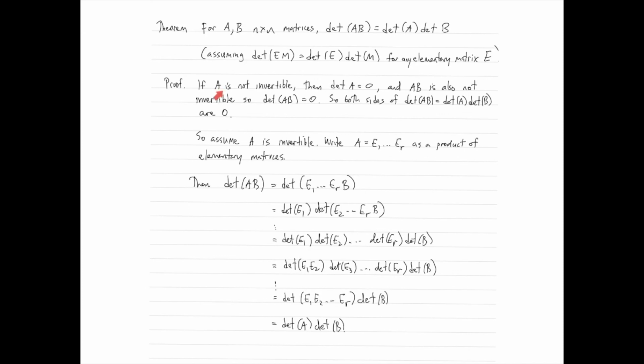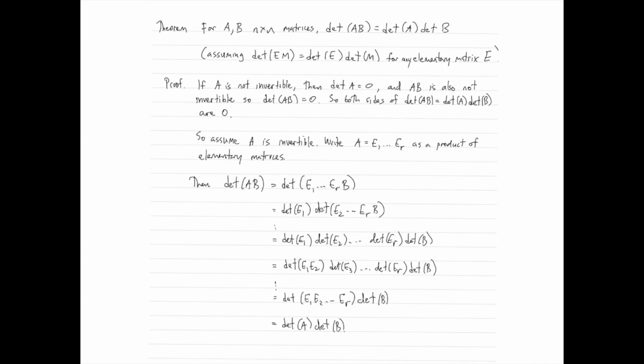So, okay, if A is not invertible, then it's actually relatively easy, because then we know that the determinant of A is 0, so this side is 0, and then AB is also not invertible. That might take a little bit of thought, but let's just assume that. And so then the determinant of AB is 0, again by the result we proved a few minutes ago. And so both sides of this equation here are 0, so that case is easy.